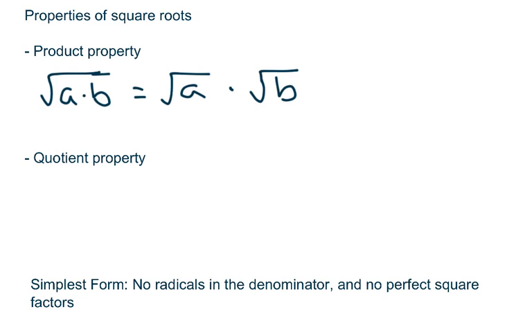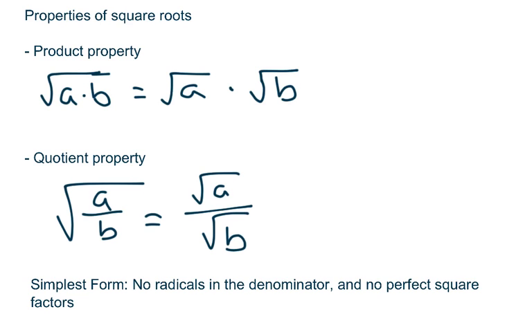And what the quotient property says is that if we have the square root of a fraction, or a quotient, square root of a over b, we can break this into two square roots again, the square root of a over the square root of b. So the question then becomes, well, why do we have these?